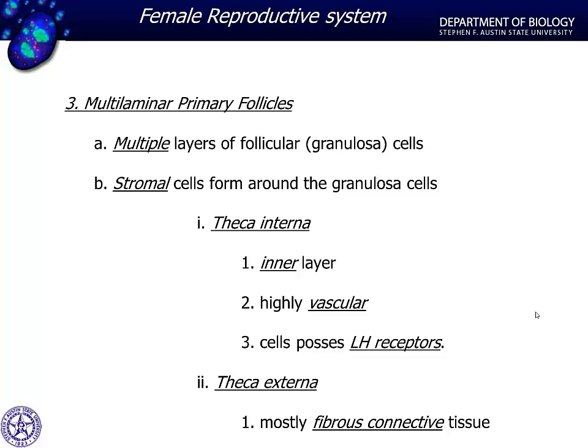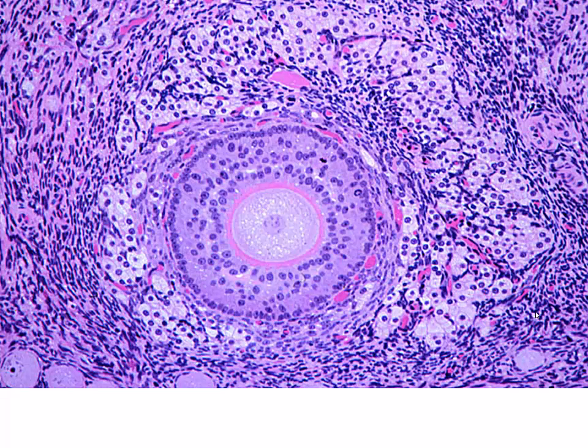These are going to be highly vascular, a lot of blood vessels. They're going to have a lot of luteinizing hormone receptors. And then we're going to have the theca externa cells, which are mostly going to look like those stromal connective tissue layers.